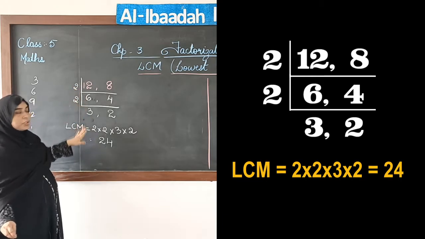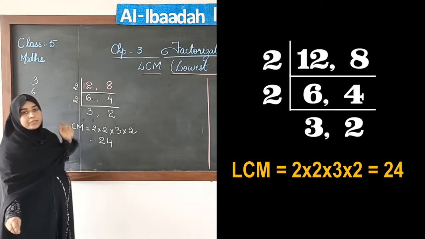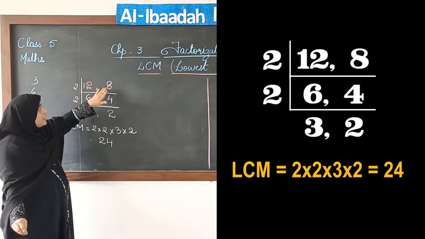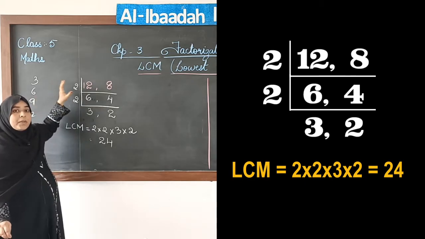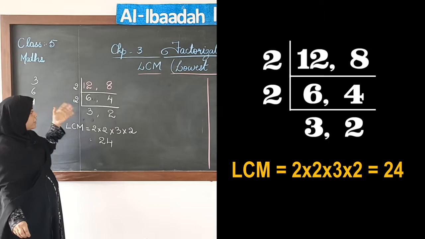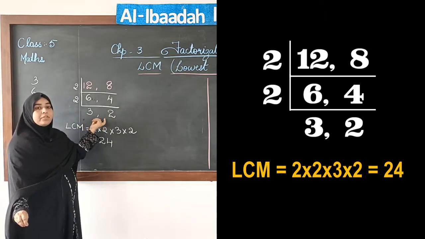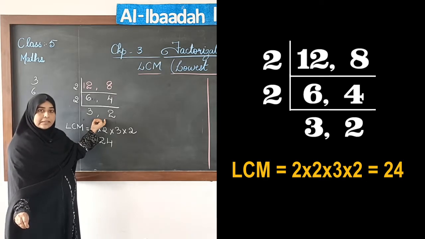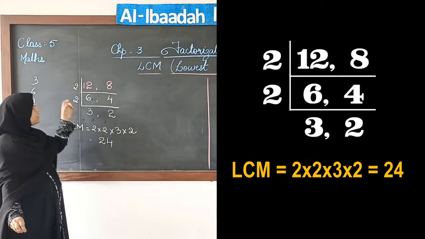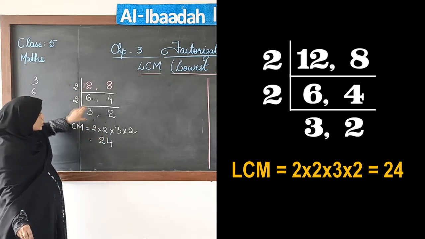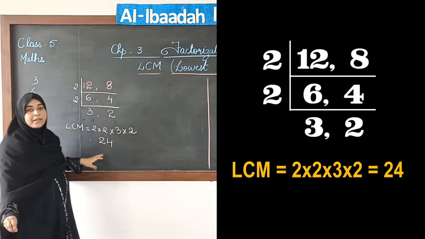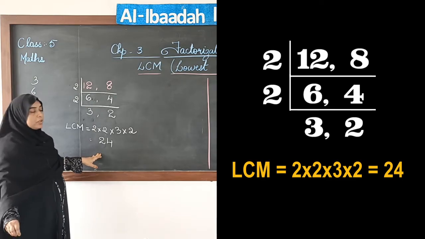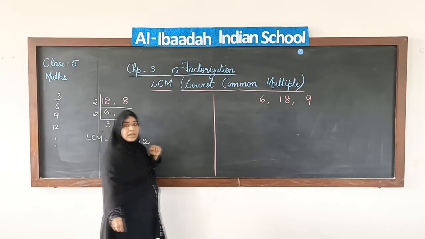Understood? What we have done is use the division method to find the LCM of the numbers. We divided both the numbers together with a common prime factor, and we stop our division once we get prime numbers here. Then for multiplication, we take the common prime factors and also these prime remainders, and multiply them to find the common multiple, the LCM. Let us try with 3 numbers.